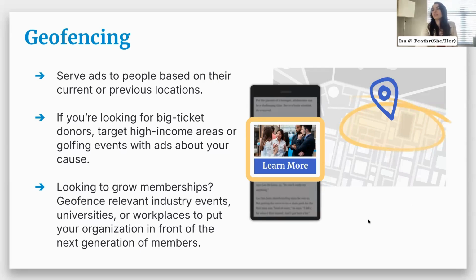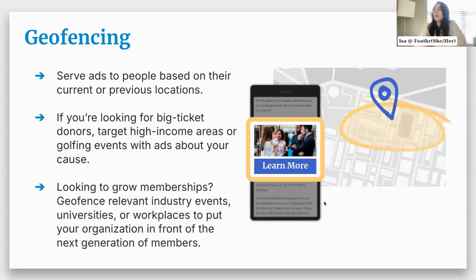So geofencing, for anyone who's unfamiliar, is basically the ability to serve ads to people based on their physical location, whether that's currently or previously. So if you're looking for big ticket donors, you might want to target high income areas, wealthier neighborhoods, maybe golfing events, things like that, where you know there are going to be people who have a little bit more money. If you're looking to grow membership, you might want to target some relevant industry events, universities, things like that.